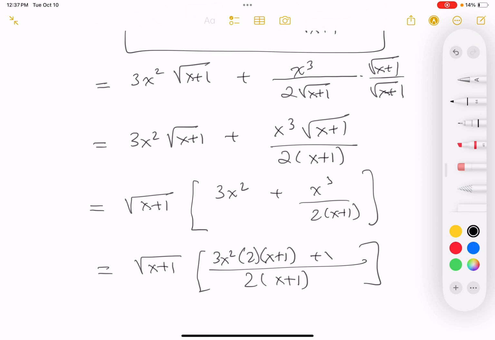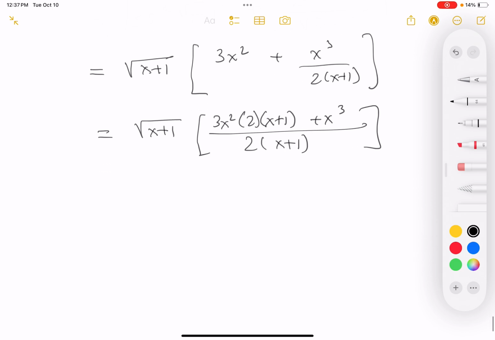I'm just getting a common denominator there. And yeah, there's a point to it. This would be 2x plus 1. This is the root of x plus 1. What do you get over here? Let's take a look at it. You get, let's see, 6x cubed plus x cubed, 7x cubed.